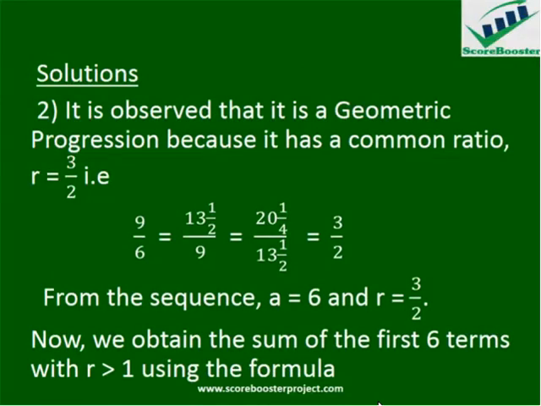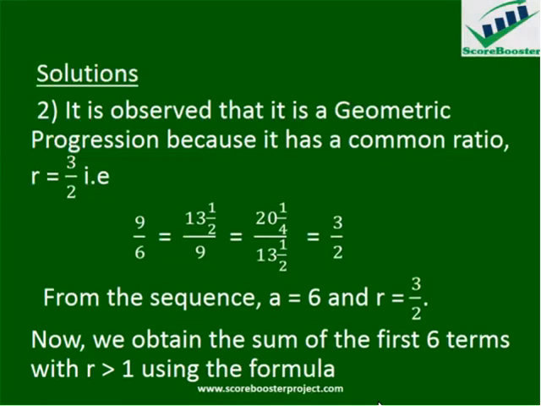Example 2. In example 2, we are given a sequence of numbers. So we are asked to find the sum of the first 6 terms of that particular sequence. Before we can proceed, we must check the type of sequence it is. Maybe it's an arithmetic progression or a geometric progression.